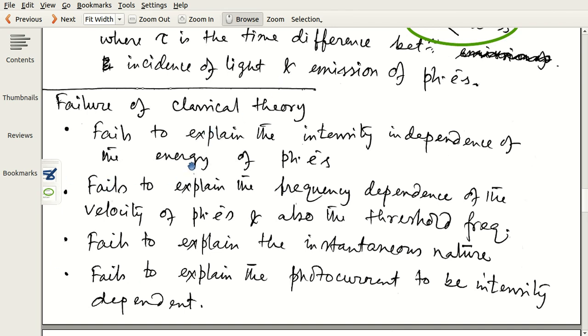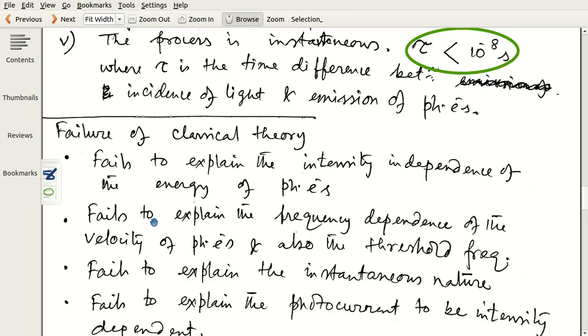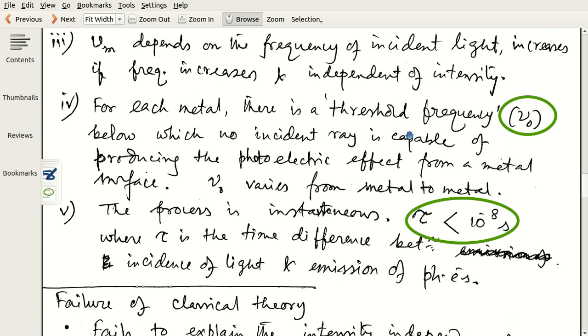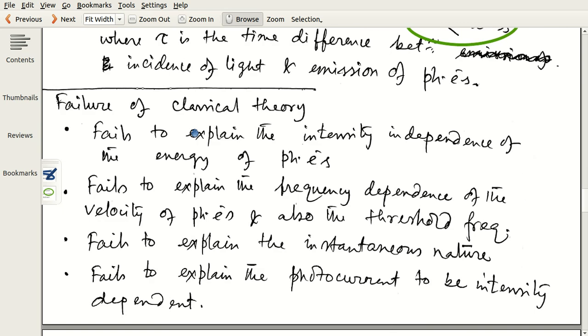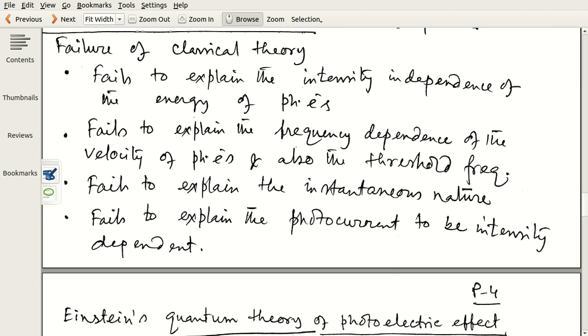Similarly, the classical theory fails to explain the frequency dependence of the velocity. As I have written here, Vm depends on the frequency and increases if frequency increases, and Vm is independent of intensity. So this frequency dependence of the velocity of photoelectrons, and therefore the existence of threshold frequency. Why is no electron emitted when the frequency of incident light is below a certain level?